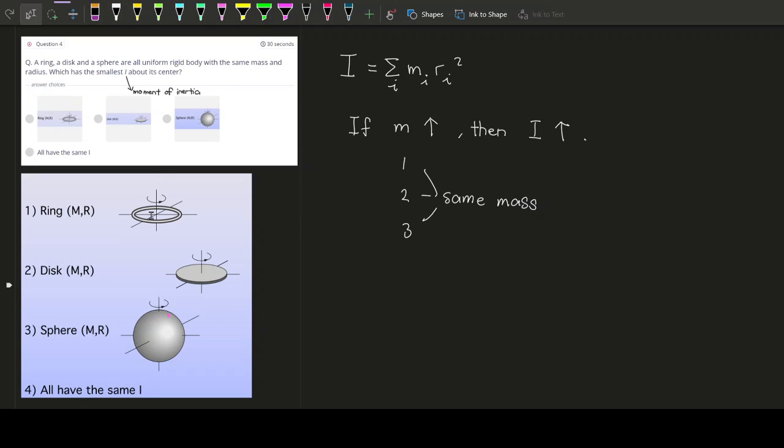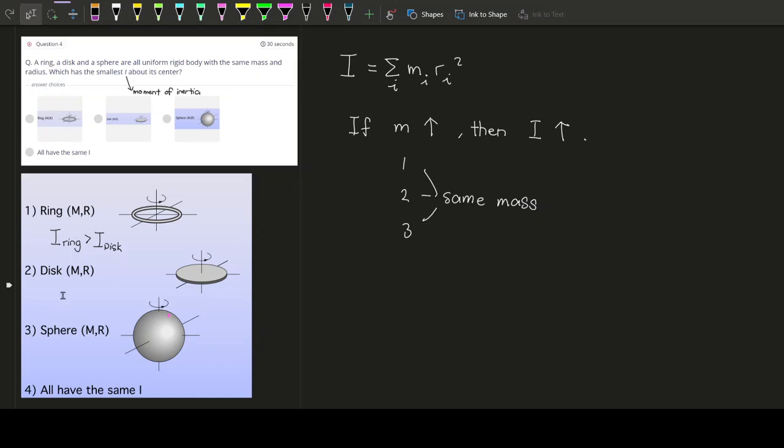So if you concentrate the mass somewhere far away from the center, then your r will be greatly increased. Therefore, your moment of inertia will increase. Therefore, the conclusion I can make is that the moment of inertia of the ring will be greater than the moment of inertia of the disc. So that's how I compare.